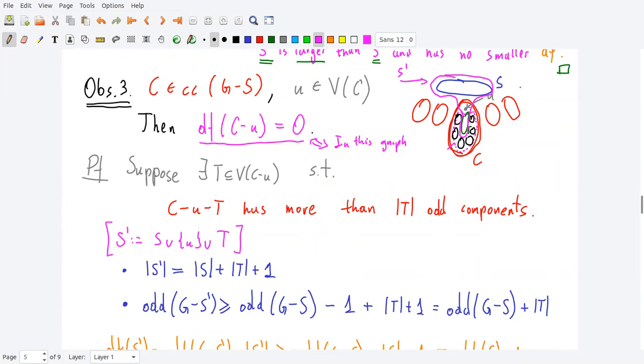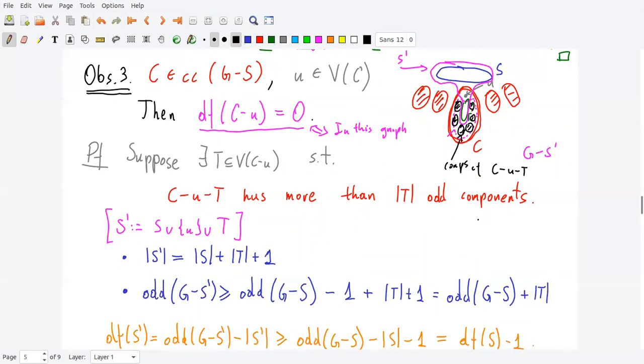Let's look at where the components of G minus S prime are. Well, the components are the old components, apart from the component C that just got broken, plus we've also got those components. These are actually the components of C minus U minus T. Sorry, not really of G minus U minus T, but of C minus U minus T. Now it should be okay. And we suppose that T is a counterexample. So this means that C minus U minus T has more than the size of T odd components.